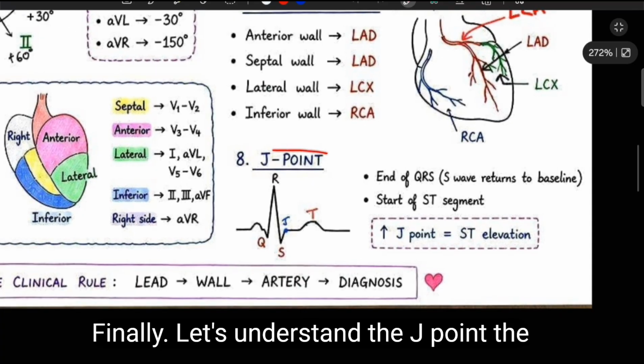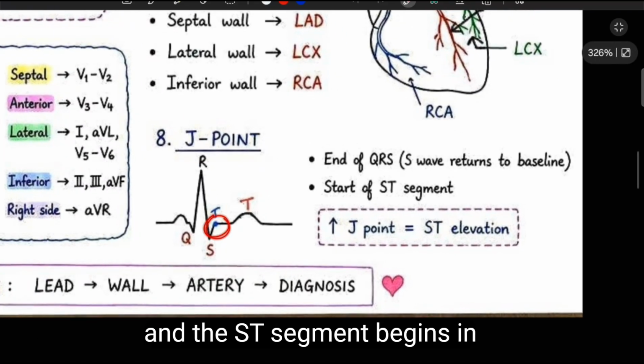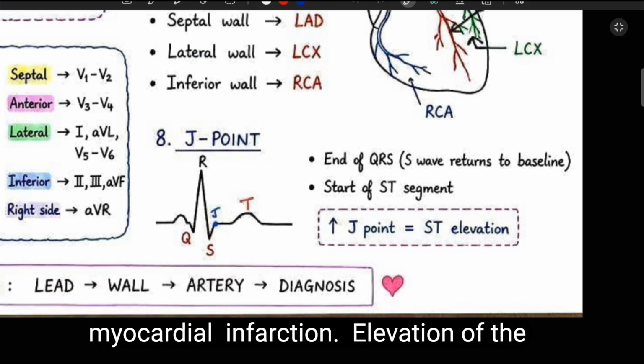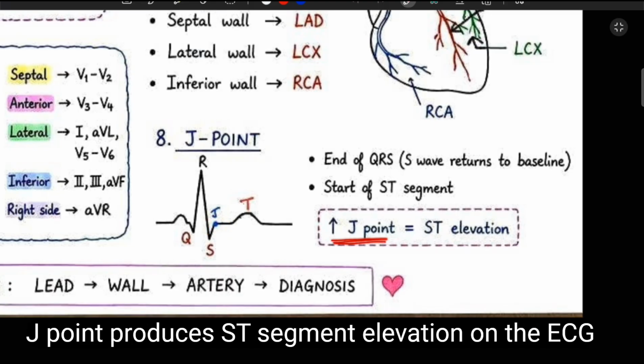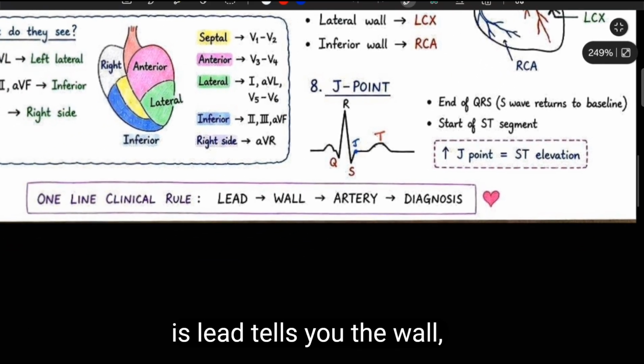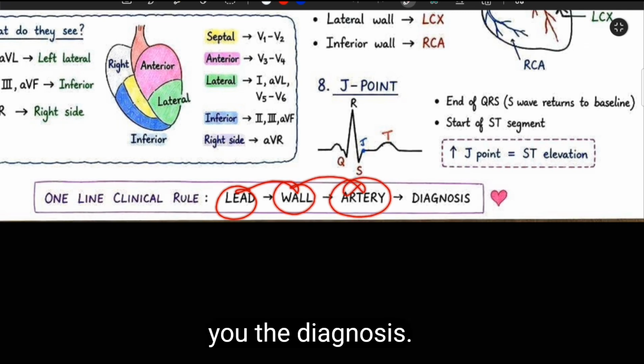Finally, let's understand the J point. The J point is the point where the QRS complex ends and the ST segment begins. In conditions such as acute ST elevation myocardial infarction, elevation of the J point produces ST segment elevation on the ECG. A simple rule to remember is: lead tells you the wall, the wall tells you the artery, the artery tells you the diagnosis.